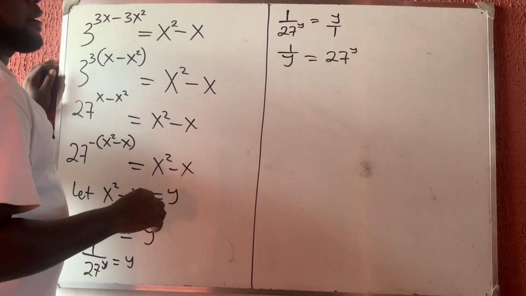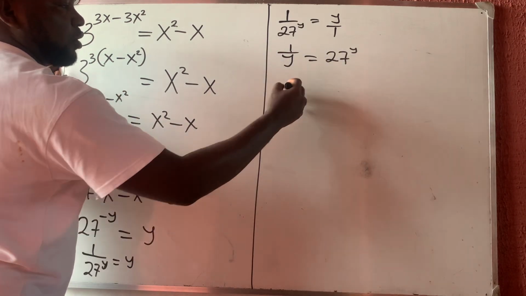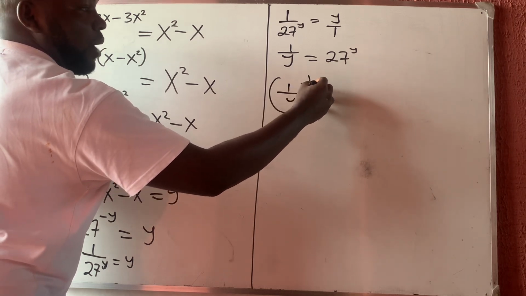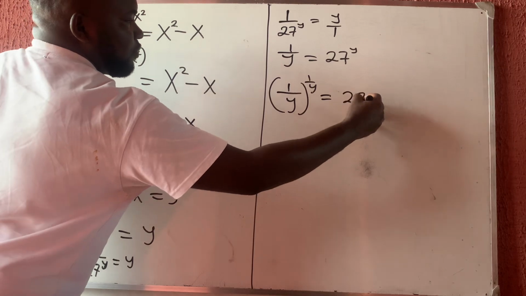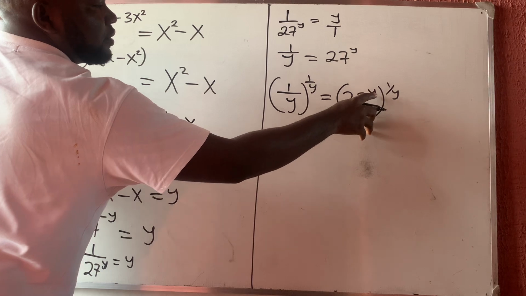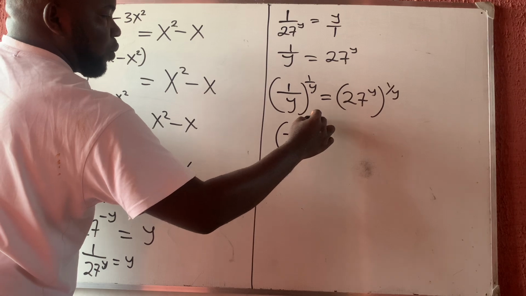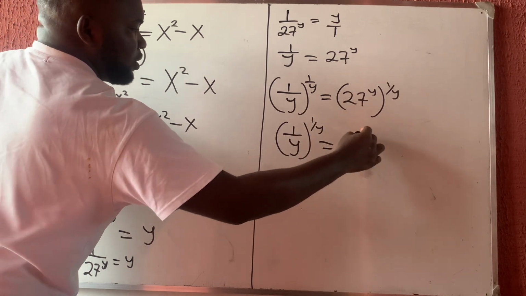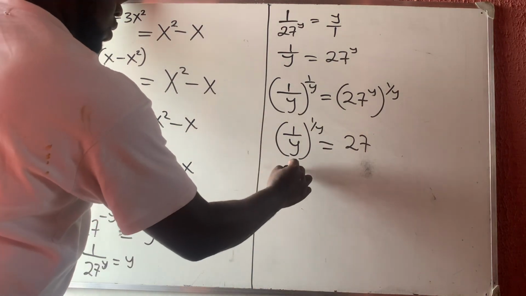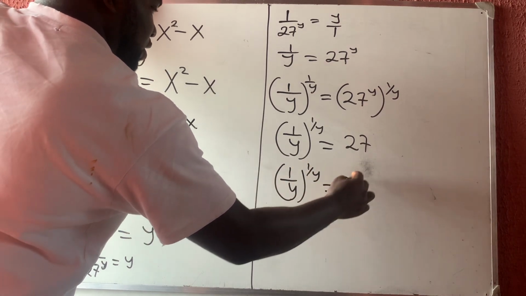Now let me take this y to this side, that is multiplying both sides by 1 over y. So I'm going to have 1 over y, all raised to power 1 over y, is equal to 27 raised to power y all raised to power 1 over y. Now this can cancel this. So I'm having 1 over y all raised to power 1 over y is equal to 27. Now 27 can be broken down to 3 raised to power 3 again. So this is 1 over y all raised to power 1 over y is equal to 3 raised to power 3.